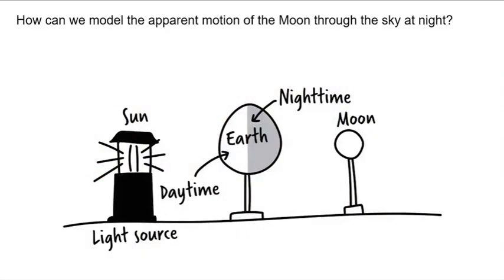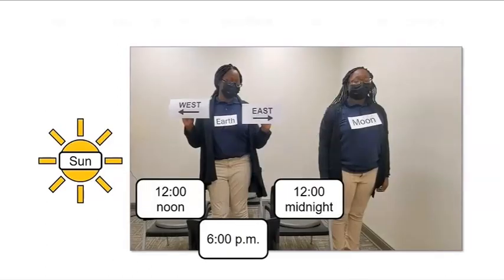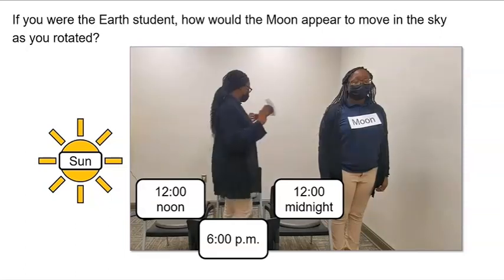How can we model the apparent motion of the moon through the sky at night? What if we have the Earth student start in a nighttime position and face the moon? The moon student will stand still, and the Earth student will rotate counterclockwise. Imagine you are the Earth student. If you were the Earth student, how would the moon appear to move in the sky as you rotated? Let's watch as the Earth student rotates.